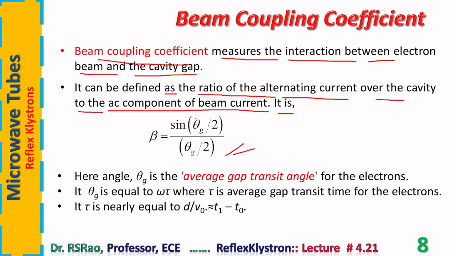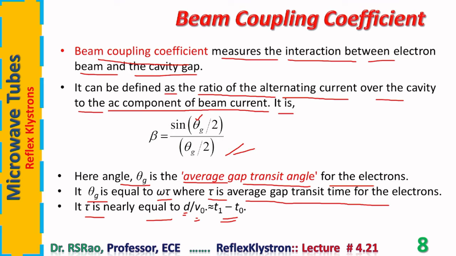What is theta G? I have already explained. Here the angle theta G is the average gap transit angle for the electrons. Theta G is equal to omega tau, where tau is the average gap transit time for electrons. Tau is nearly equal to T1 minus T0, the width of the gap divided by the velocity of the electron beam.